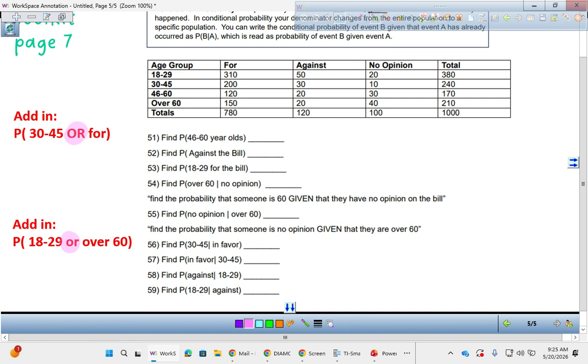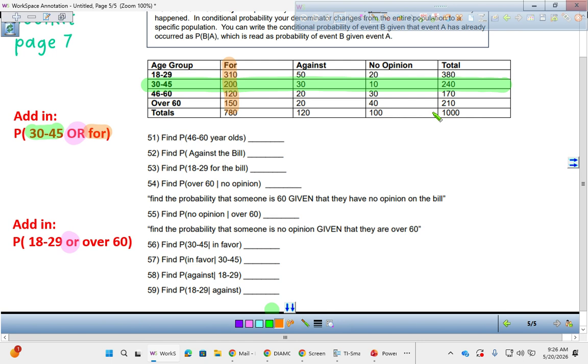So just to show you what that looks like physically, I'm going to take a highlighter. So I'm going to highlight the people that are 30 to 45. All right, and then in a different color, my pen lets me, I'm going to highlight the people that are for the bill. And what you're going to see is that the orange highlighter intersects the green highlighter. And because they intersect, that's an overlap. They're overlapping at that place.